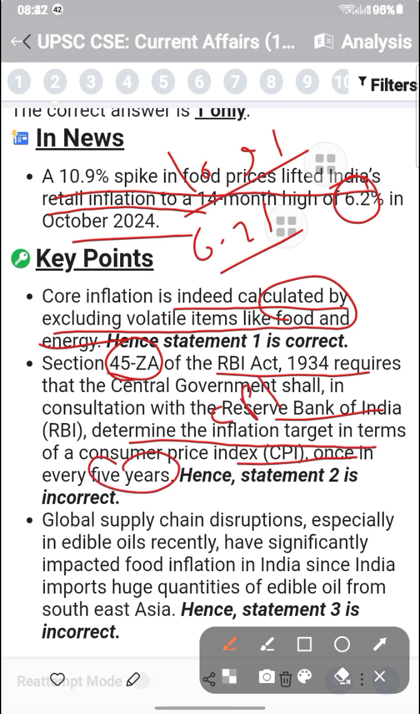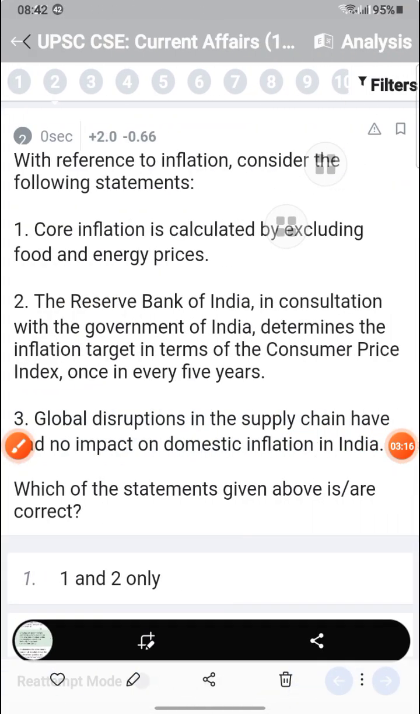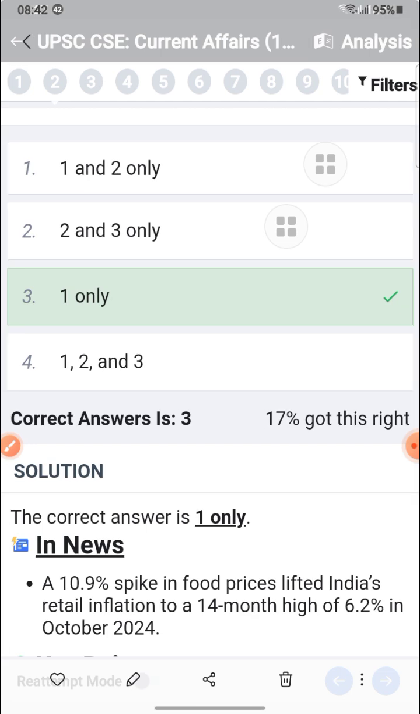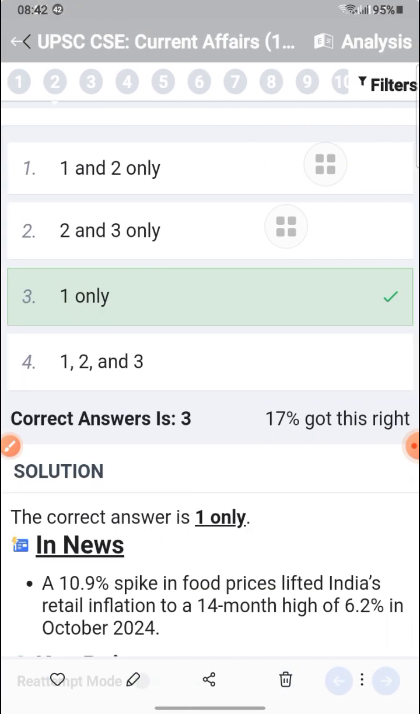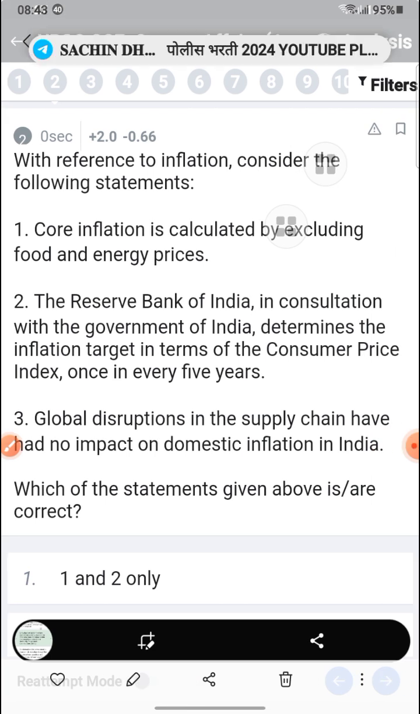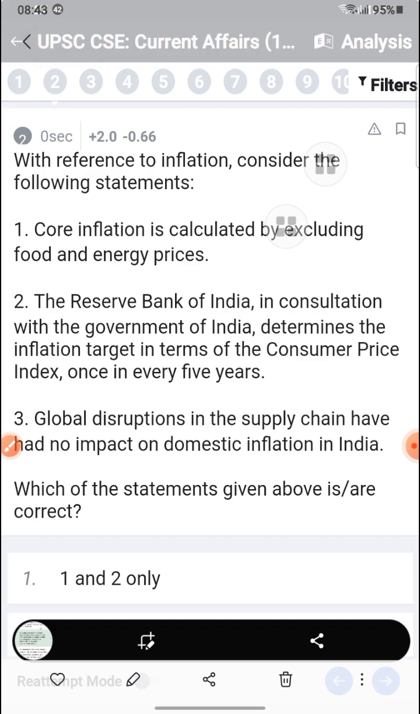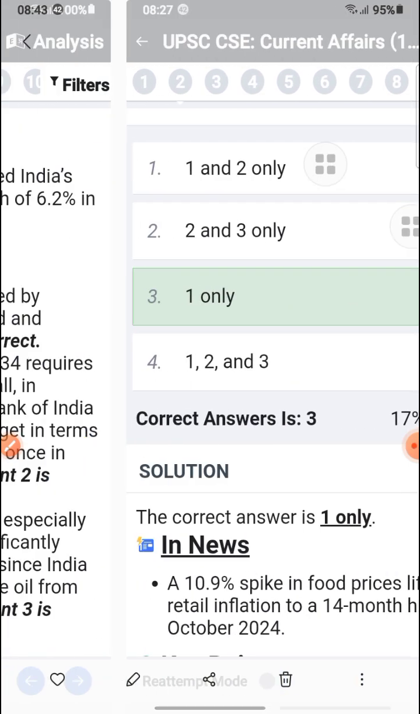That is in CPI. Here it is given that the inflation target of the consumer price index is determined in consultation with the Government of India every 5 years. Section 45ZA of the RBI Act requires that the central government shall consult the RBI to determine the inflation target in terms of the consumer price index once in every 5 years. Here it is given that it is once in every 5 years and the RBI is in consultation with the Government of India. That statement is not true, because it is an act, the RBI Act. So that is wrong.